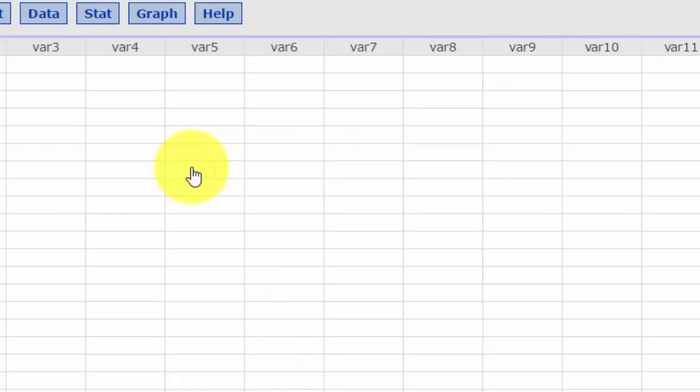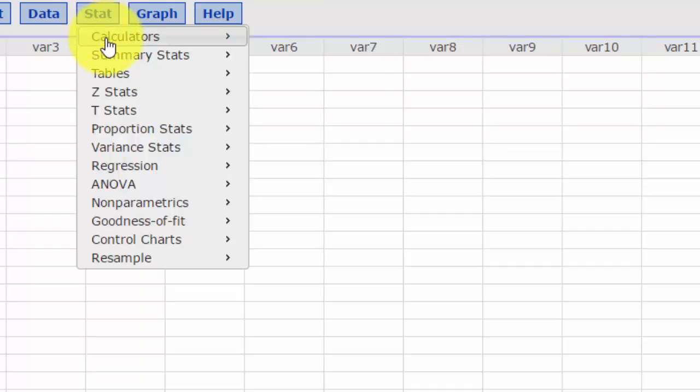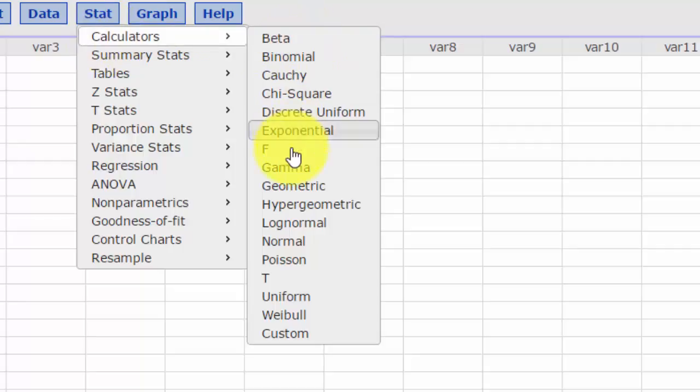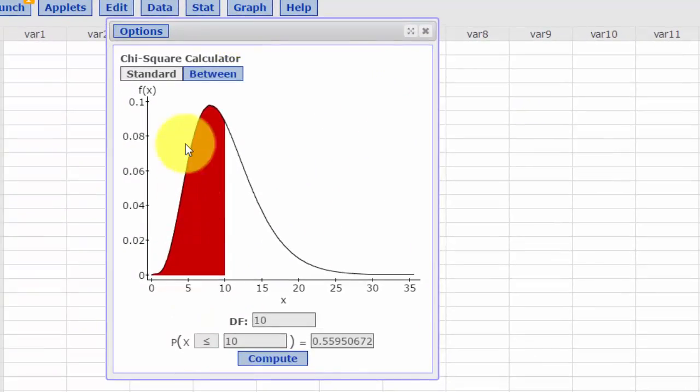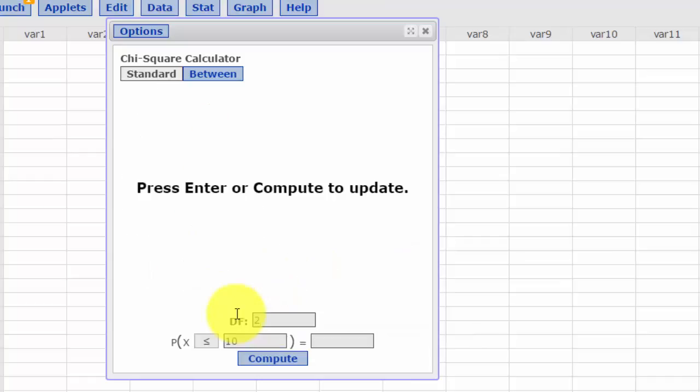Okay, I finally got StatCrunch to come up here. And remember, whenever we're looking for critical values, we go to Stat, Calculators, and then we look for the type of test, and there's chi-square. We get our drawing of the distribution, and remember, the chi-square is not symmetrical, and it depends on the degrees of freedom. In this case, our degrees of freedom are 2. And we need to put in our alpha.